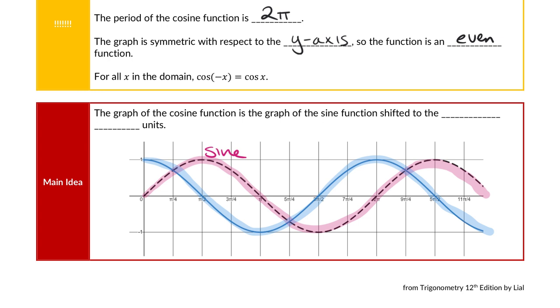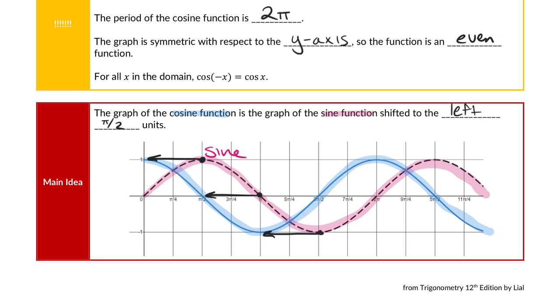But if you notice, these shapes are practically the same. It's just that one has been shifted to the side. So we say that the graph of the cosine function, that's the blue guy, is the graph of the sine function that has been shifted to the left by pi over 2 units. If we take this sine graph and shift it to the left, those points would all be in the same spot. This point would be here. This point would be here.